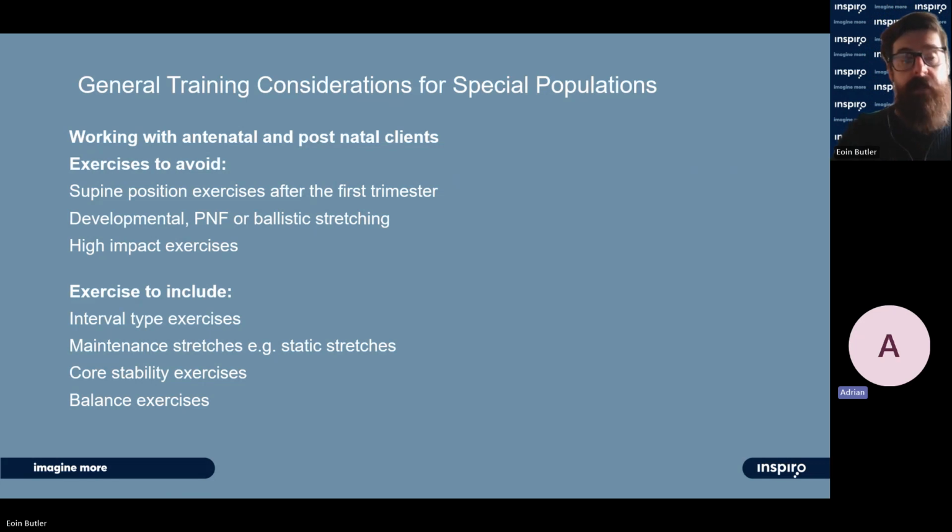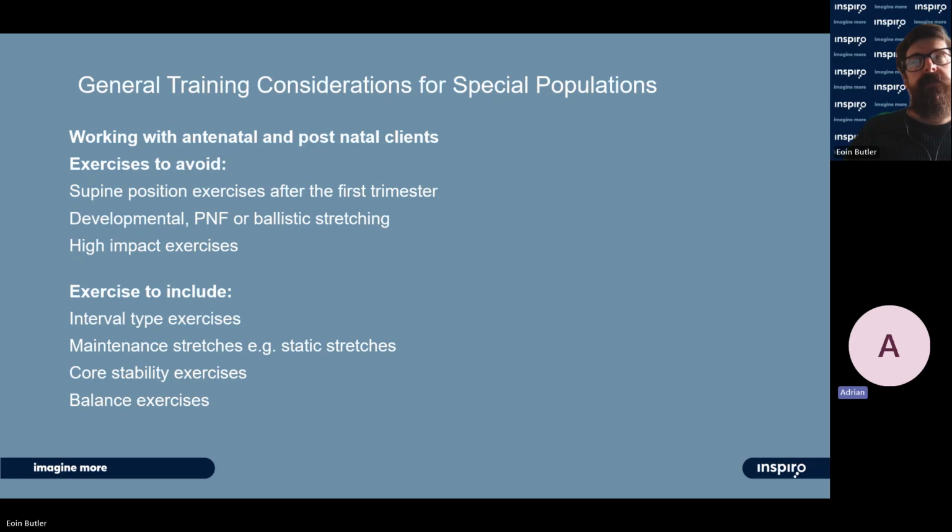Oh, and a quick question on the avoiding supine position exercise after the first trimester. Is that because you will be putting excess force around the abs area? So as they lie on the back, because as the fetus grows, it's going to lie on the inferior vena cava, so it'll reduce the blood flow back up to the heart. Oh, so it's got nothing to do with exercise, it's where the position of the heart is? Yeah, it's where the position of the baby is.